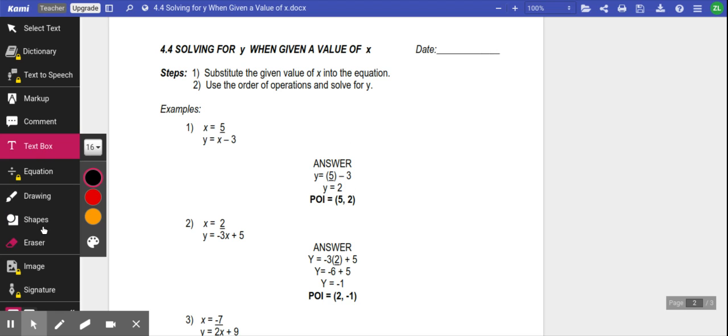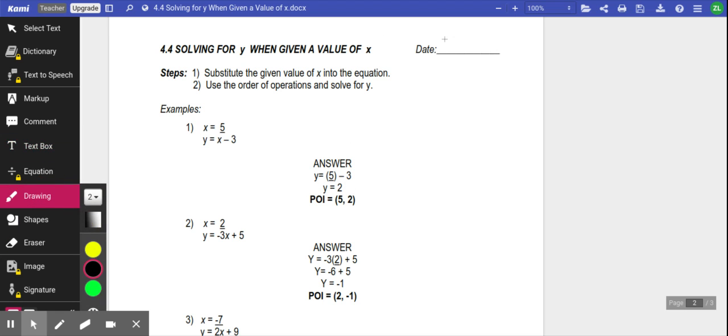Okay, guys, last lesson of the week here for week 3. And we're talking about subbing in values or solving for y when given the value of x. So basically, the simplicity of it is that we substitute the given value of x into the equation for y.